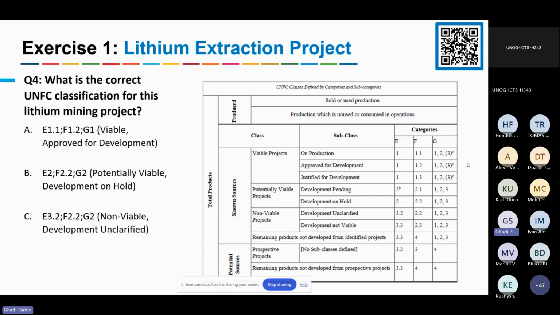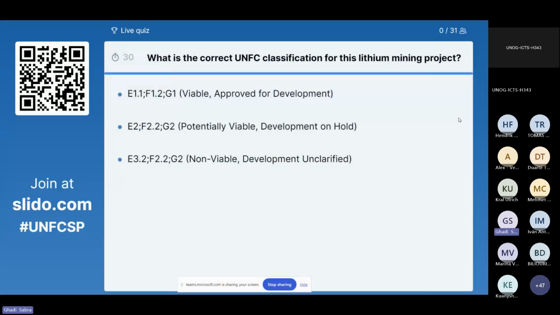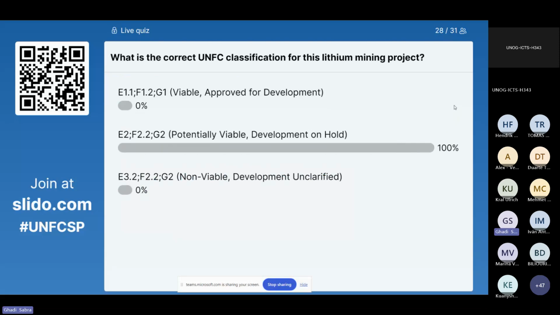I'll give you some time to look at the table. Okay, 30 seconds. Again, is it viable, potentially viable, or non-viable? Ten more seconds. Let's see. 100% on potentially viable. Let's hope this is the right answer.